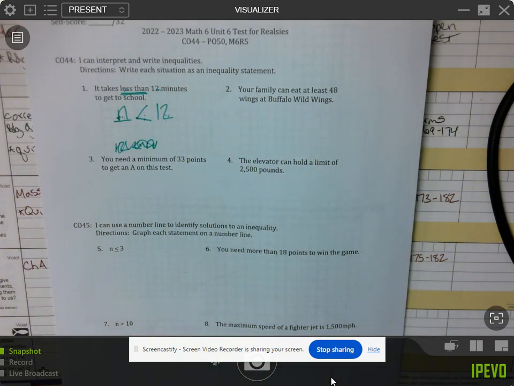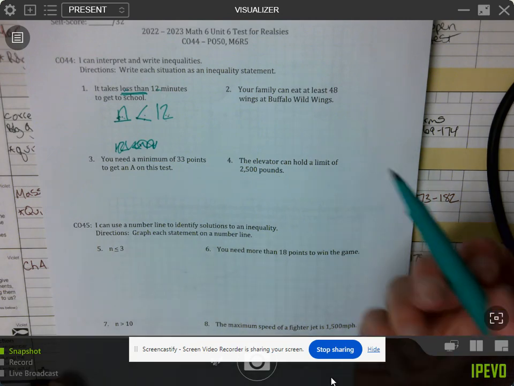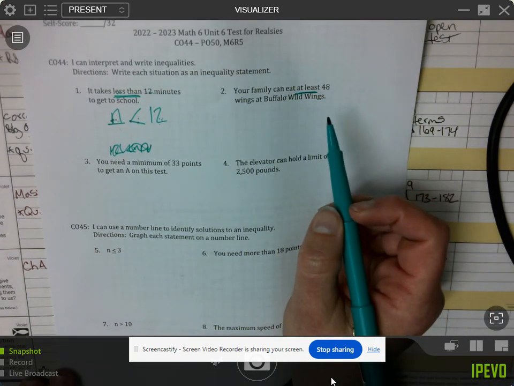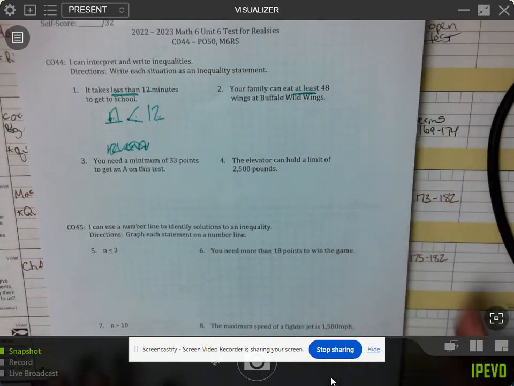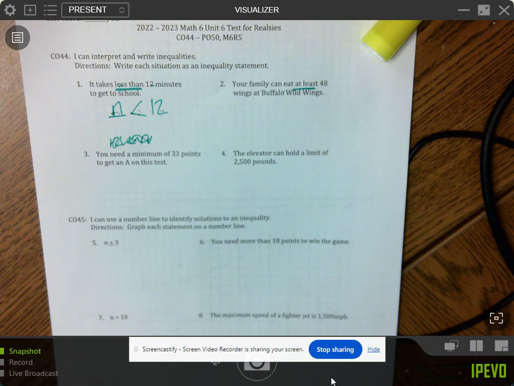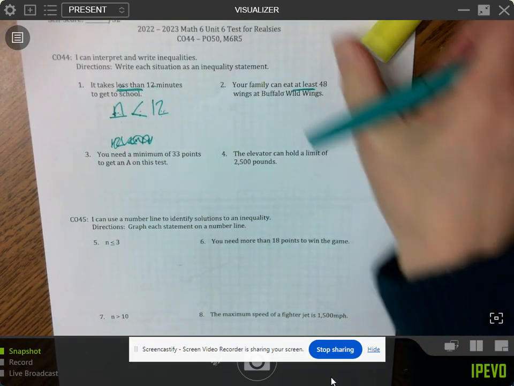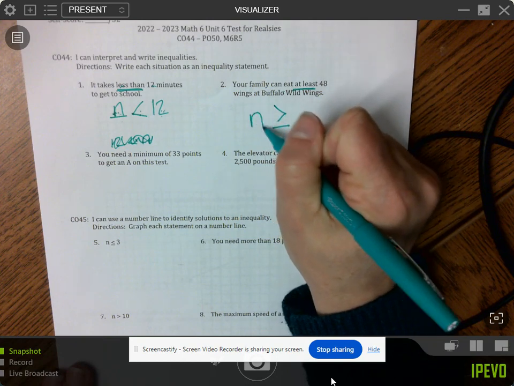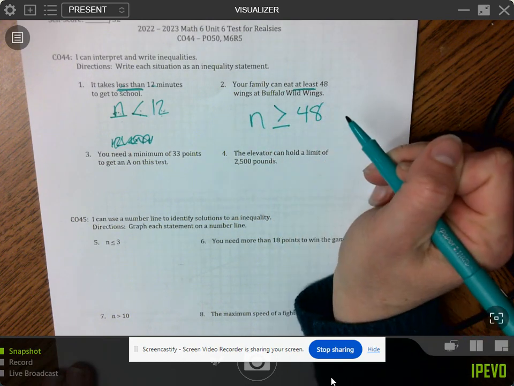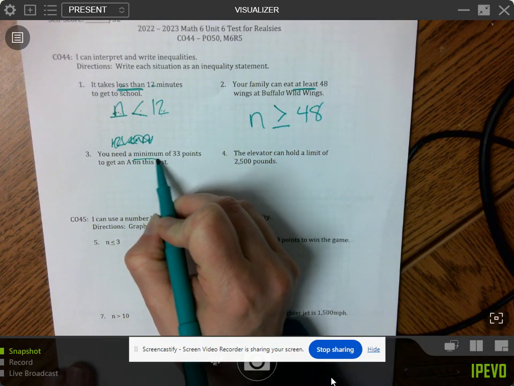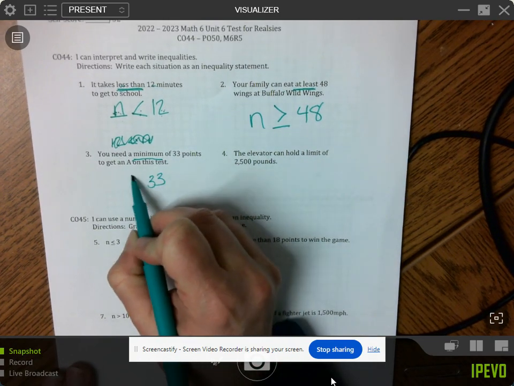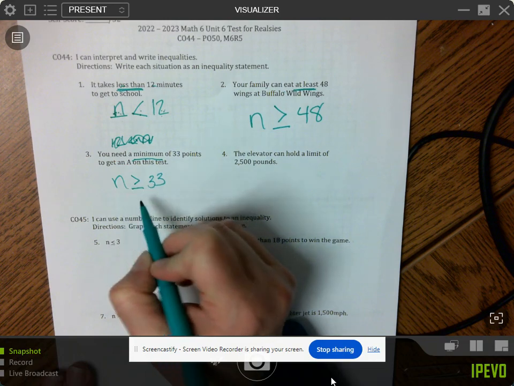Our next one is "at least." If I can eat at least 48 wings, it means I can eat 48 or more. So n is greater than or equal to 48. If I need a minimum of 33, I can actually score 33 or more.